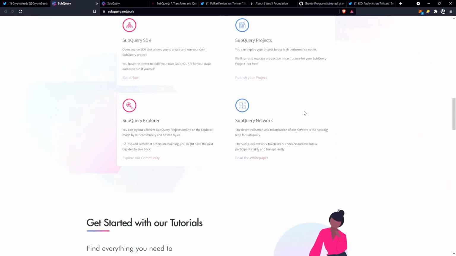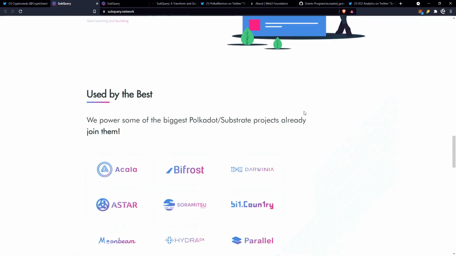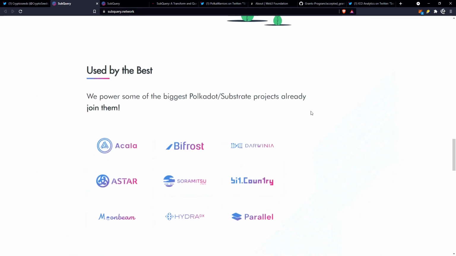So this is a major thing, and the main purpose of this project is to provide data to the other DApps. So it is used by the best. We power some of the biggest Polkadot and Substrate projects. So Subquery will provide on-chain data to any project that has to be built by Substrate. So that's a major thing.